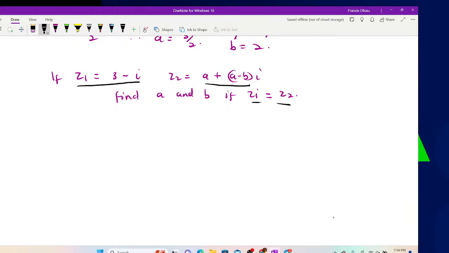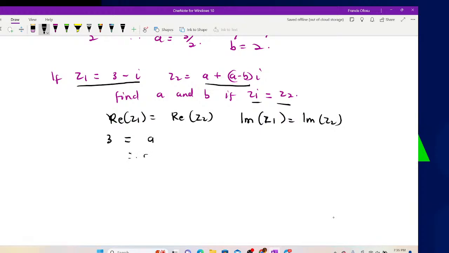The rule is, the real part of z1, so real part we say Re of z1, is equal to Re of z2. Then the imaginary part of z1 is equal to the imaginary part of z2. At this point, the real part of z1 is simply 3. The real part of z2 is simply what? a, right? Therefore, a is obviously equal to 3.